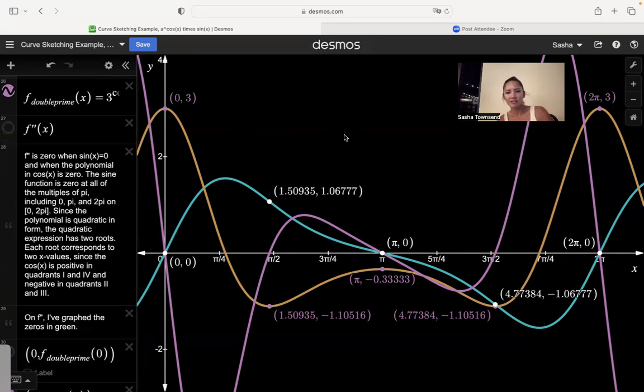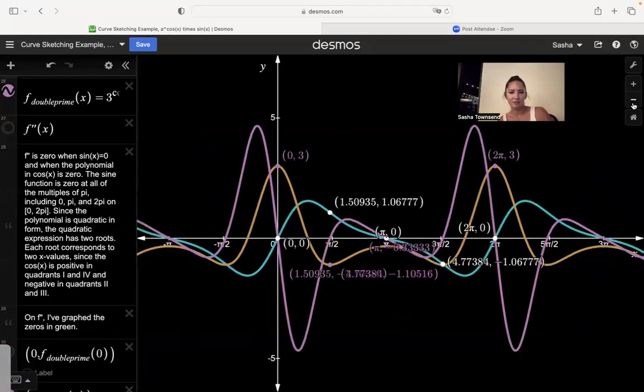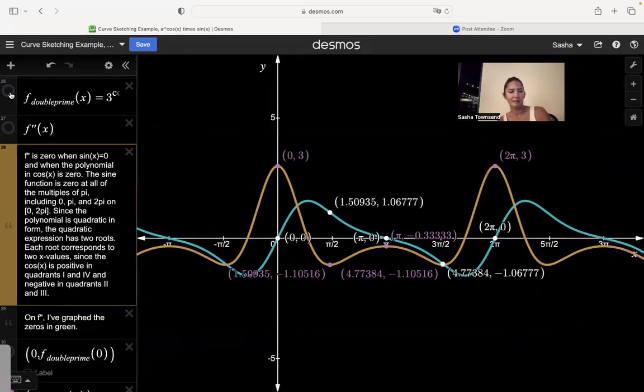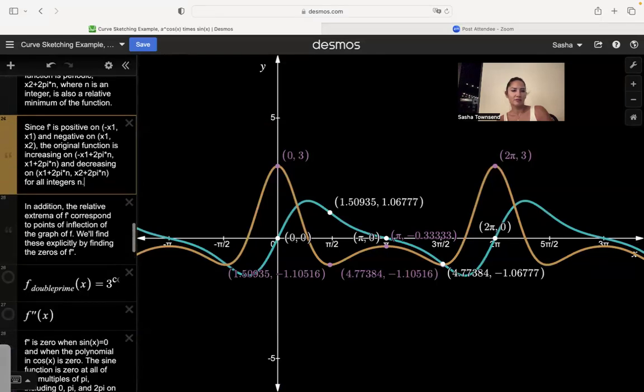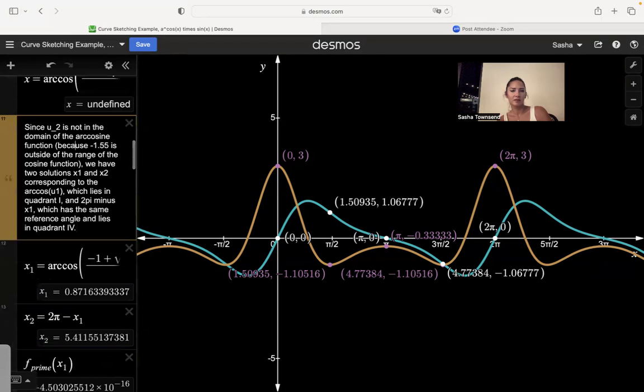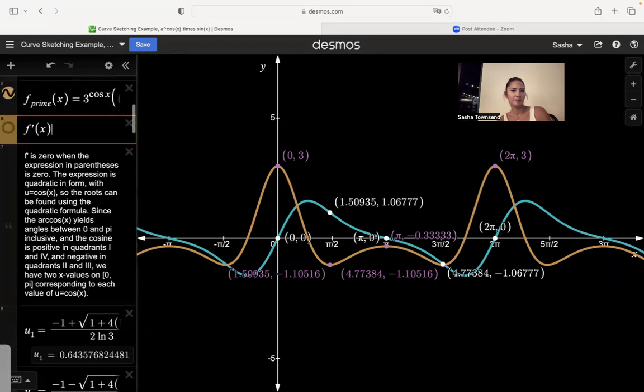The points of inflection of the original graph are the zeros of the second derivative and the x coordinates of relative extrema of the first derivative. I've got way too many points plotted here. But if you graph f double prime and f prime, you can see that relationship. And if we get rid of that graph of the original function, did I already do that?